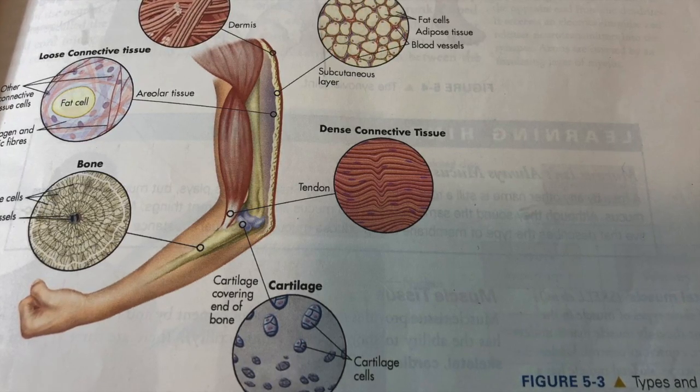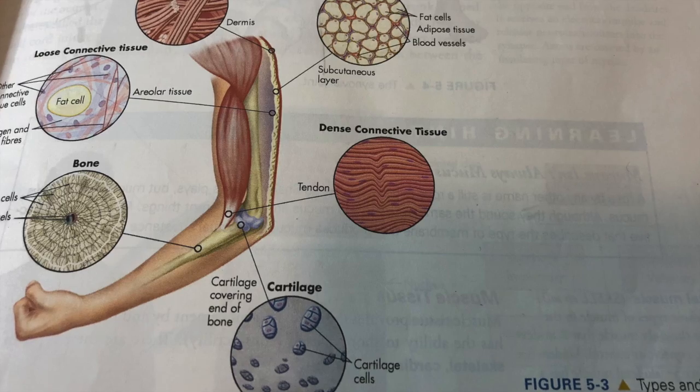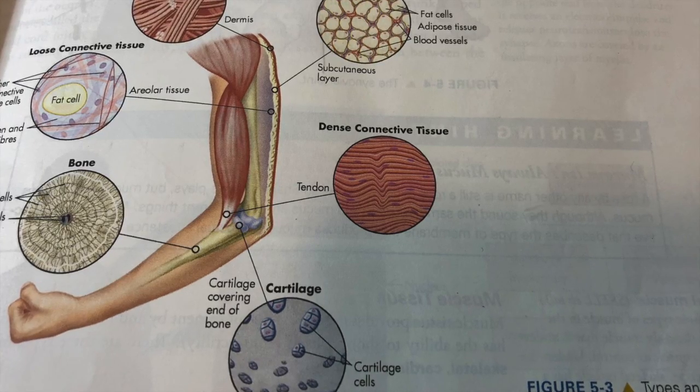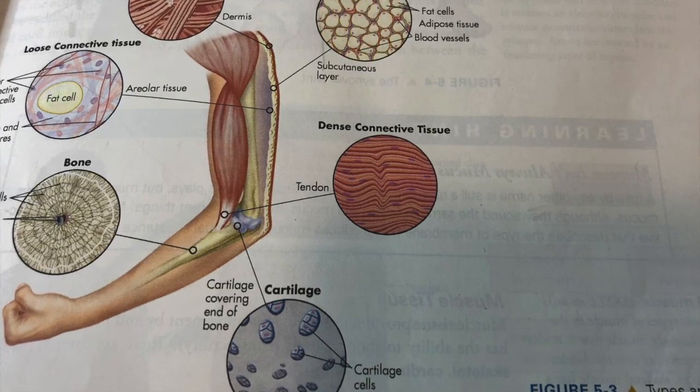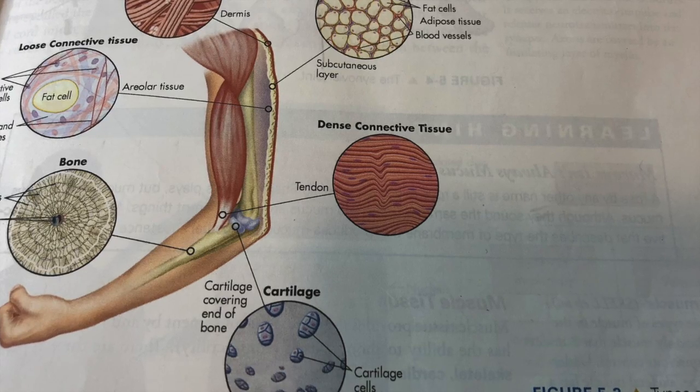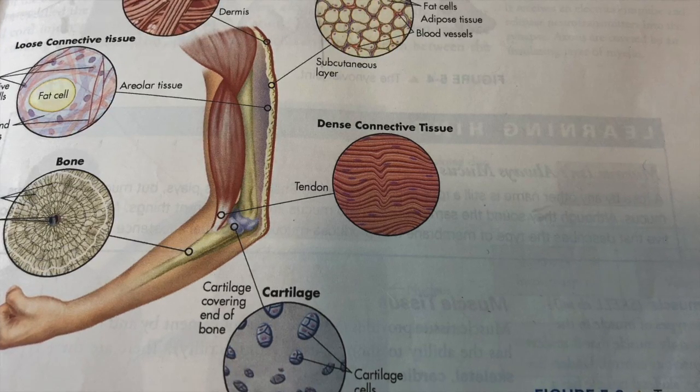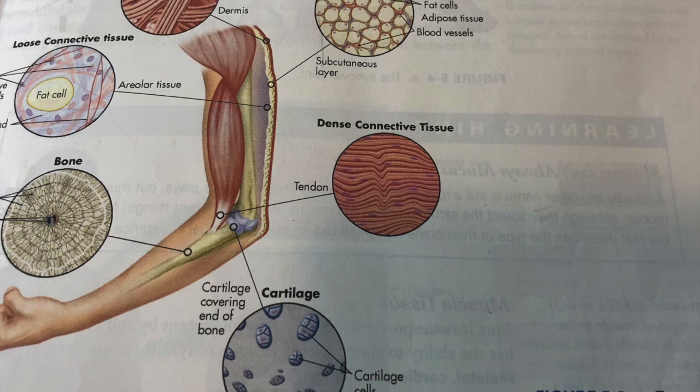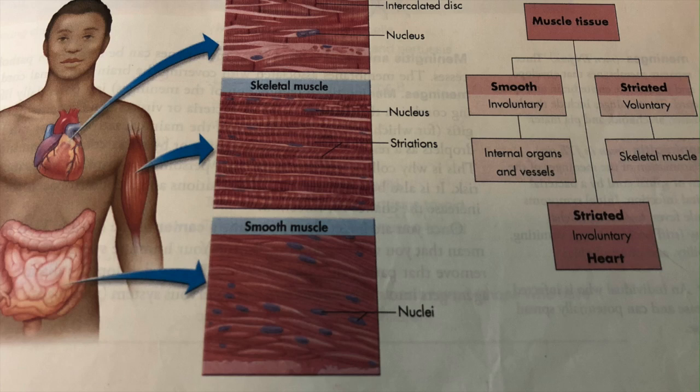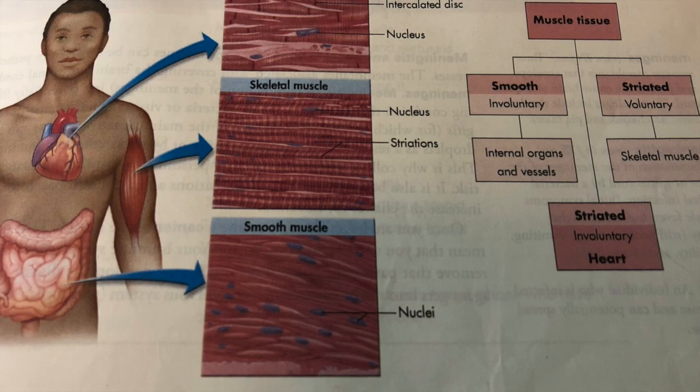Cartilage, if you hit your throat right there, you can feel like there's cartilage supporting it, but it's not bone. That's a type of connective tissue. Also blood and fat cells. That's connective tissue. And then we have muscle tissue, just 3 different types.